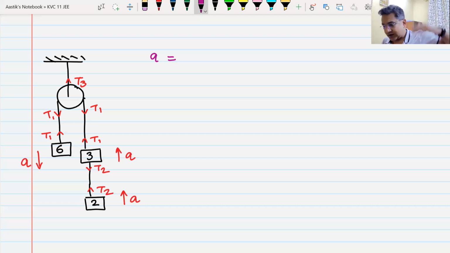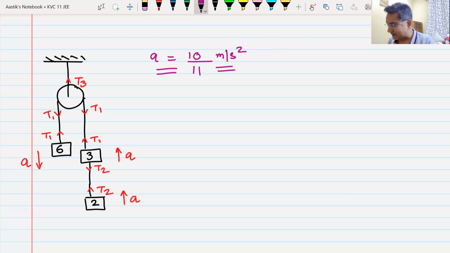So the force which is trying to pull it from the left is 60 Newton downwards. The force which is trying to pull it from the right is 50 Newton downwards. So the net force is 10. Yes or no? 60 minus 50. We understand this? Divided by the total mass, which is 11. So I can straight away write the acceleration is going to be 10 by 11 meter per second square. Anyone understands this? Boys, do we understand this?